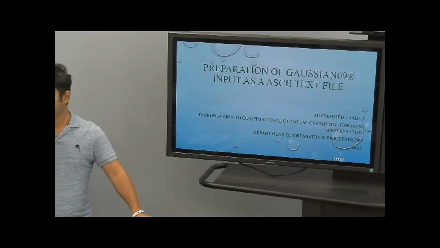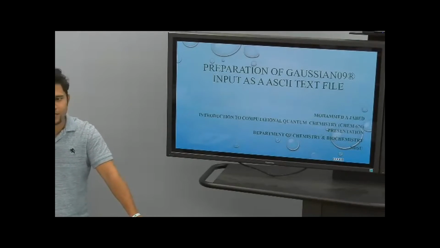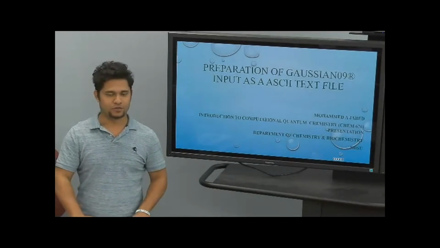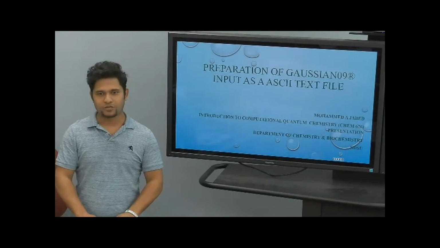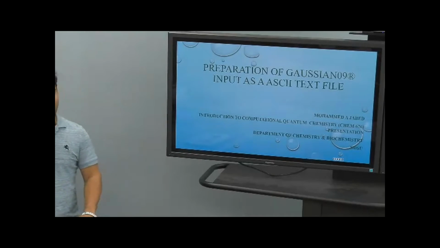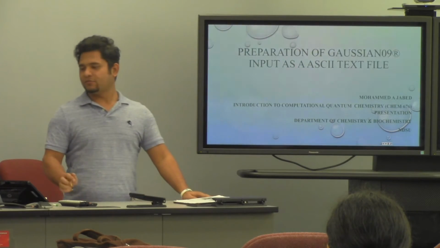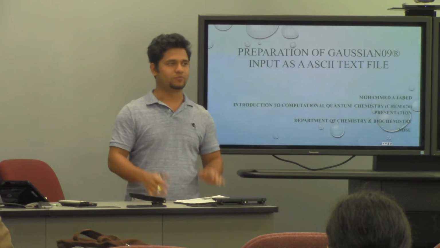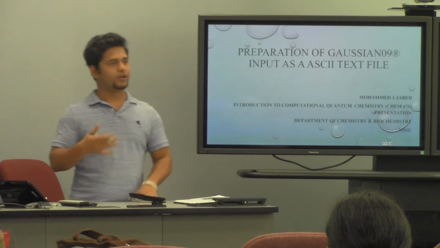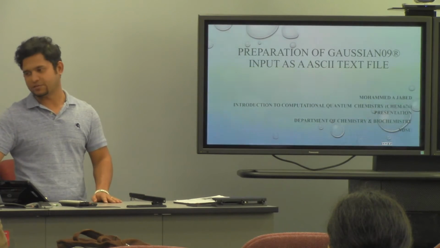I'm Mohammed. So actually in the last couple of presentations we saw how to do some quantum chemical calculations using Gaussian software, but we have to give some instruction to the Gaussian software. For that purpose, we need to make an input file, and we use a graphical software, the GaussView software, to make that input file. In the last presentation you also saw that by using some graphical commands, it will create a file. That's actually nothing but just an ASCII text file.